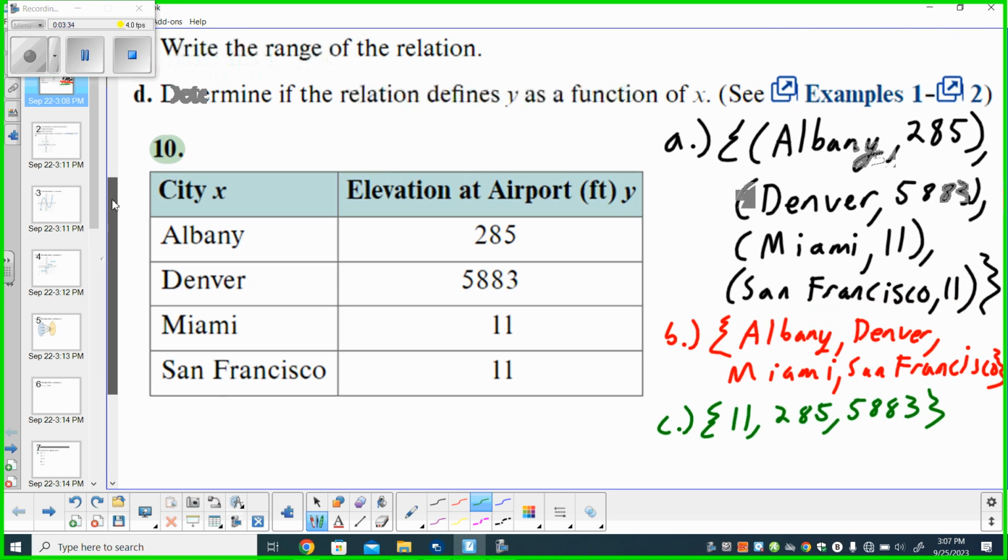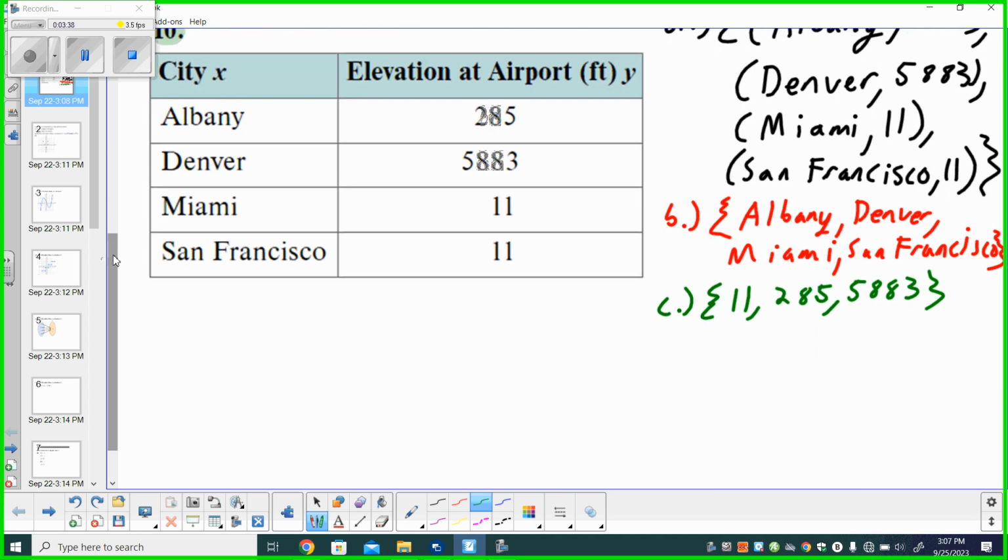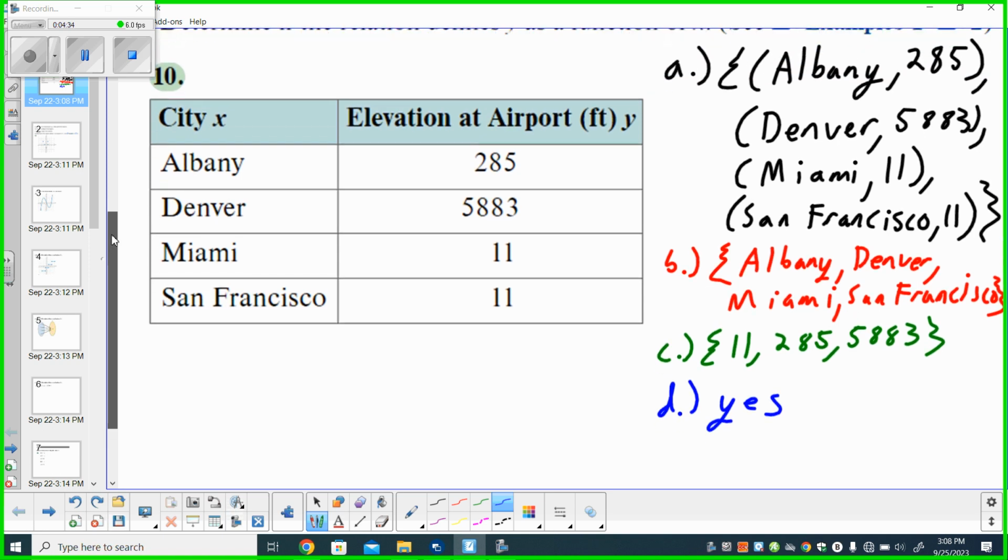And the last is determine if the relation defines y as a function of x. For this to be a function, every x value that you put in cannot repeat. So basically, do I have the word Albany more than once? Do I have Denver more than once? Do I have Miami more than once, or San Francisco more than once? Typically, if you have values, you look to see, does x repeat? Does it have two of the same values? In this case, we see that every city is represented one time, does not have multiple answers. Your y can repeat all it wants, but the x cannot. So for part D, the answer would be yes, this is a function because every city has one singular output. It doesn't say Albany's 285 and Albany's 11. That would be a no. All right, so that answers all 4 parts there.